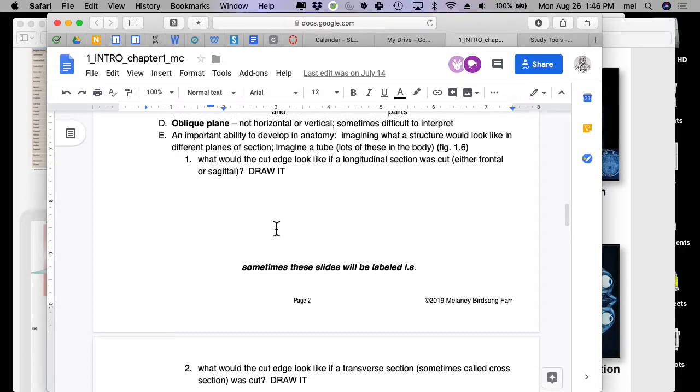But I don't always do that kind of section. What if I did a longitudinal section? What am I going to look for on the slide? There's a bunch of crap on the slide. How do I find the esophagus on the slide if I do a longitudinal section? What shape am I looking for?